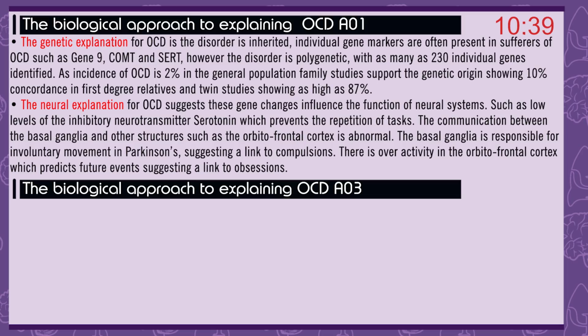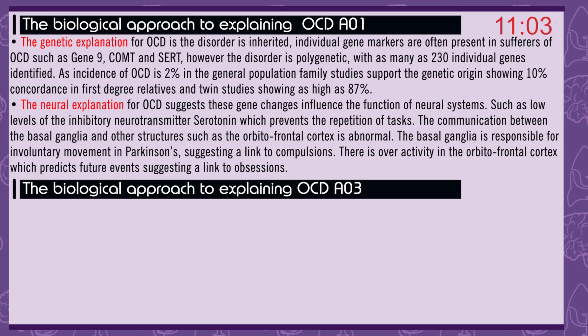As incidence of OCD is 2% in the general population, family studies support the genetic origin, showing 10% concordance in first-degree relatives, and twin studies showing as high as 87%. The neural explanation for OCD suggests these gene changes influence the function of neural systems, such as low levels of the inhibitory neurotransmitter serotonin, which prevents the repetition of tasks.